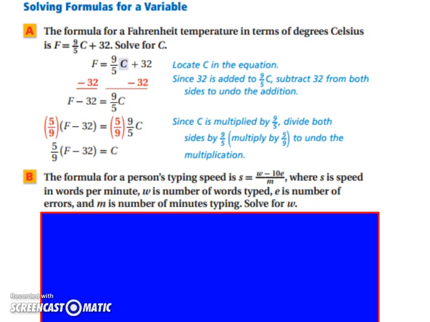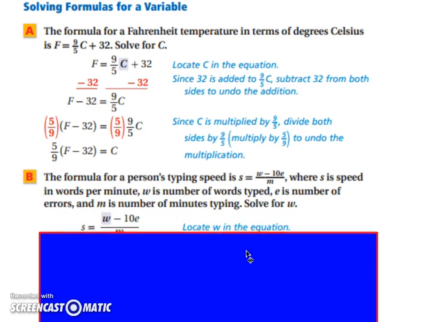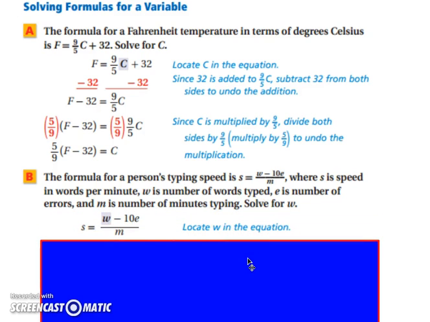Now that you've had a chance to try B, let's try it together. The formula for a person's typing speed is S equals (W minus 10E) divided by M, where S is the speed in words per minute, W is the number of words typed, E is number of errors, and M is number of minutes typing. We want to solve this equation for W. Alright, so step 1, locate our W. Alright, and now we want to get W by itself.